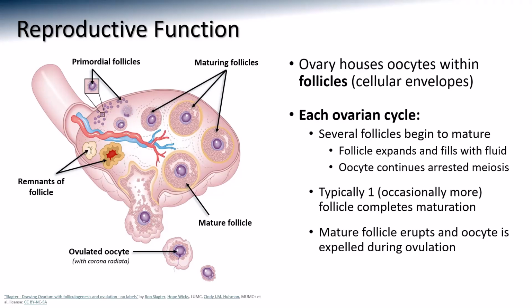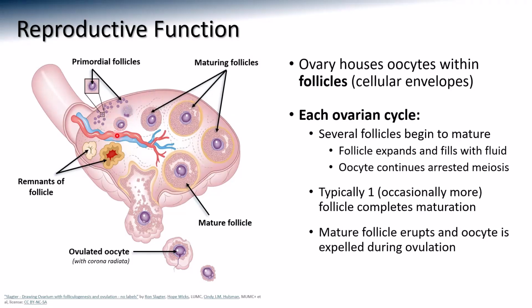During the beginning of this, several of these little primordial follicles with primordial oocytes in them continue the process of meiosis, or splitting themselves into haploid cells with half of the parent's DNA.